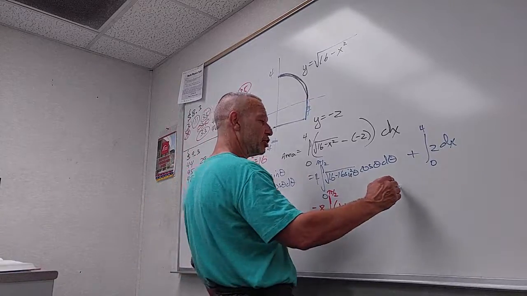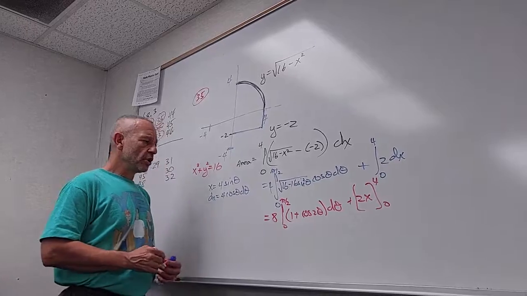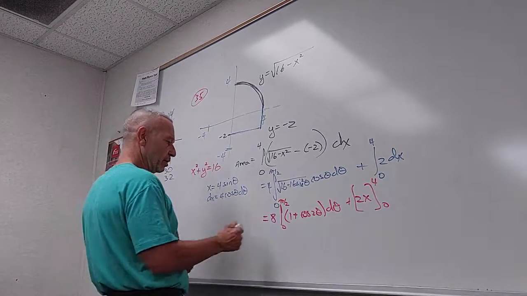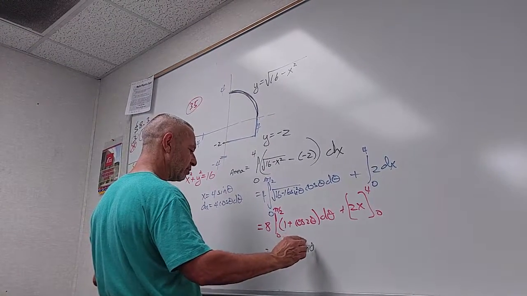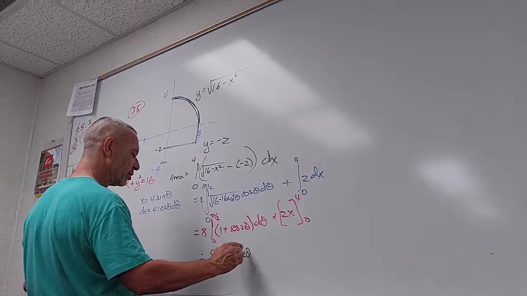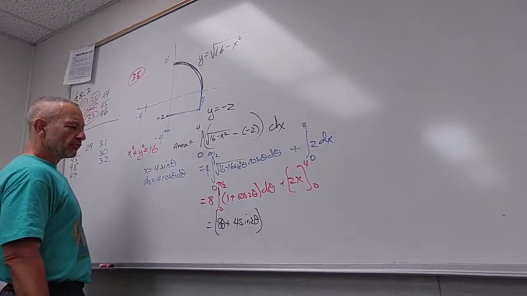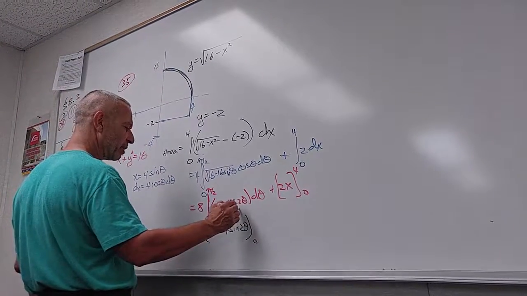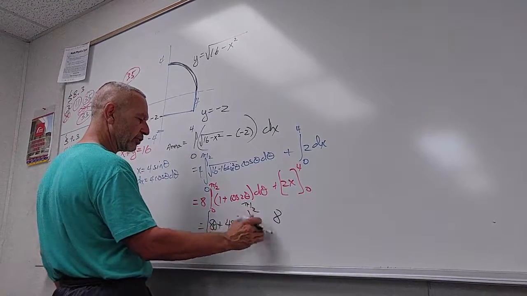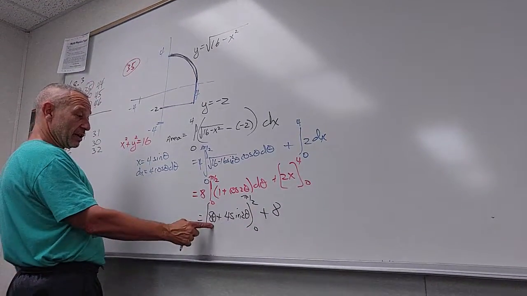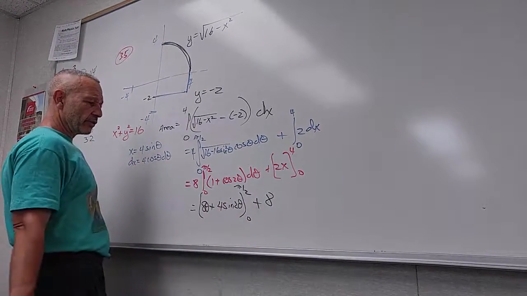And now here we're going to get 2x evaluated from 0 to 4. That's where the 8 comes from. So here we're ready to integrate. 8 theta plus 4 sine 2 theta, evaluated from 0 to pi over 2. We already know that's an 8, plus 8. So what do I get there? 4 pi, that'll be a 0. When I plug in zeros, everything's 0, so 4 pi plus 8.